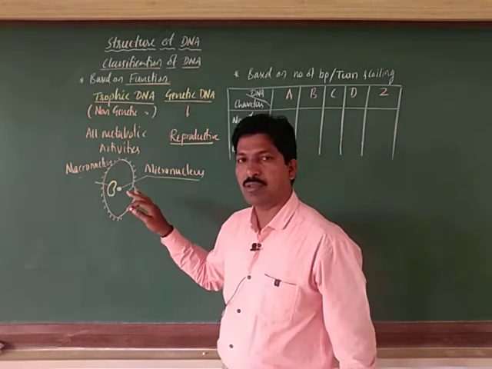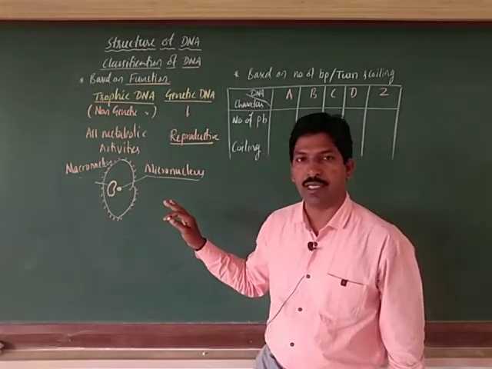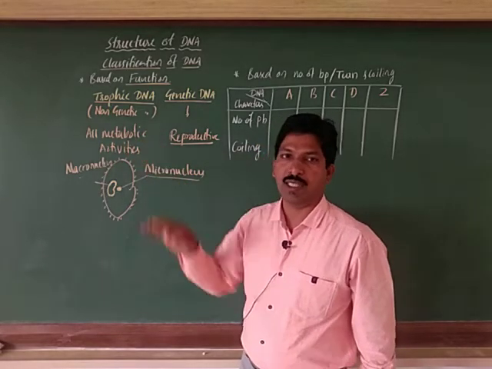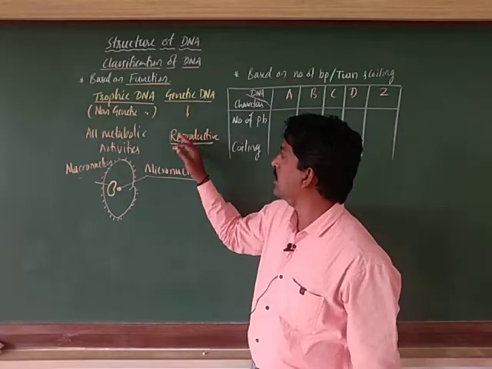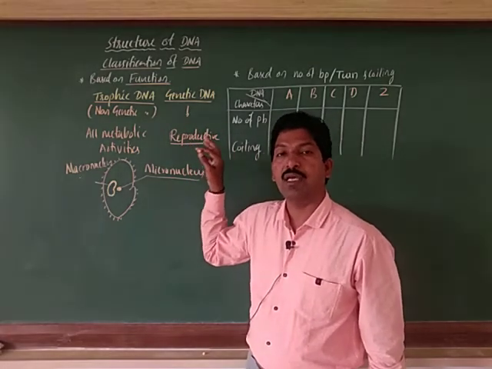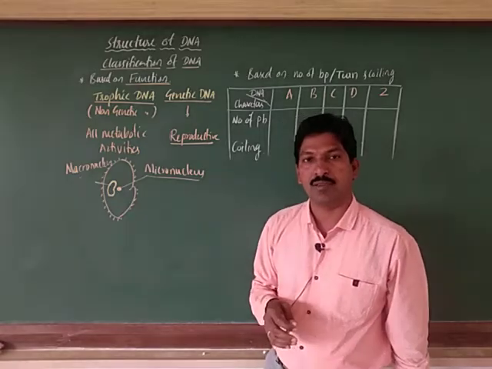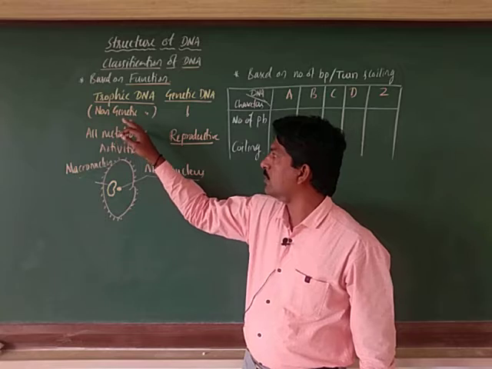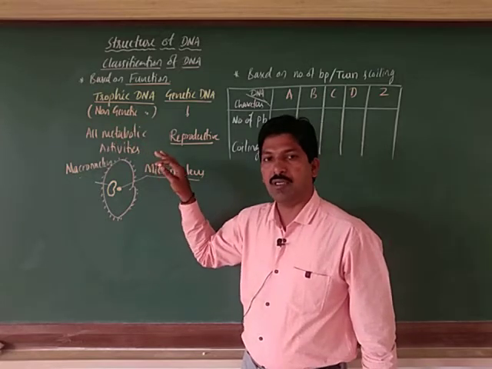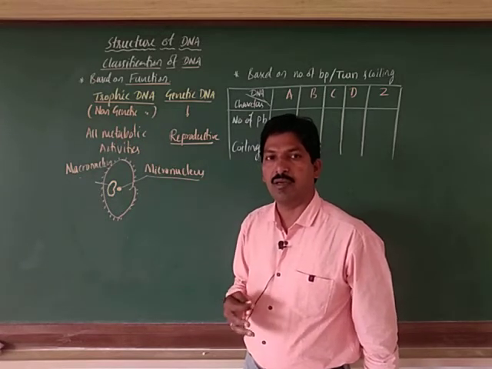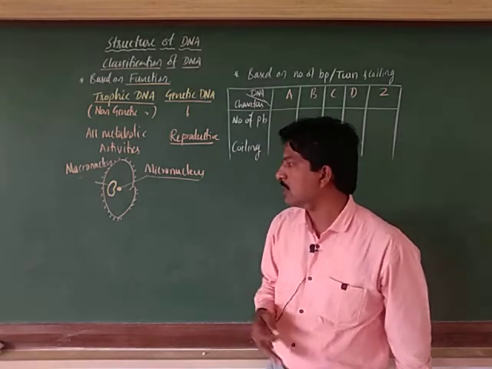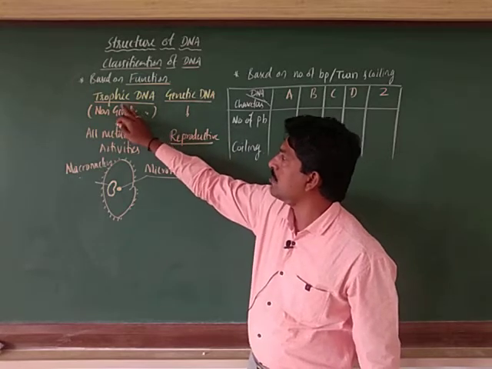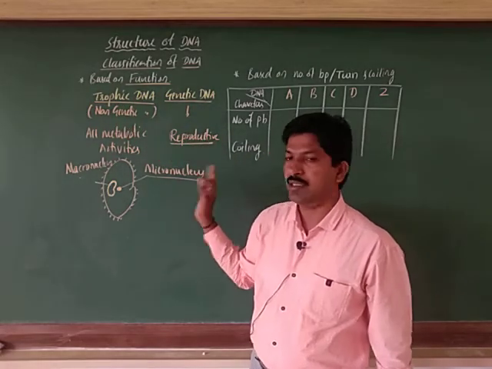Usually this is not found like this in higher organisms. In higher animals, genetic DNA is found in the nucleus, and trophic or non-genetic DNA is present in other cell organelles, like plastids and mitochondria. So based on function, DNA is classified into two types, trophic DNA and genetic DNA, and you should remember that.